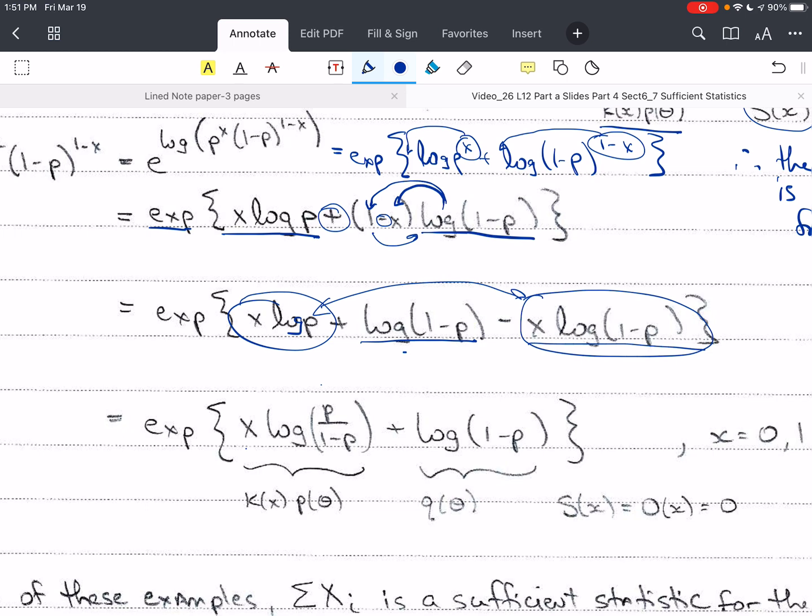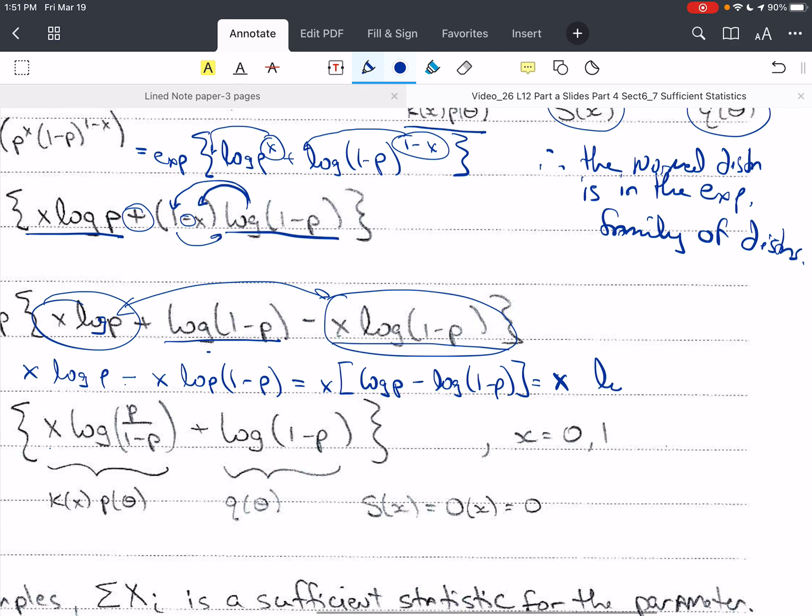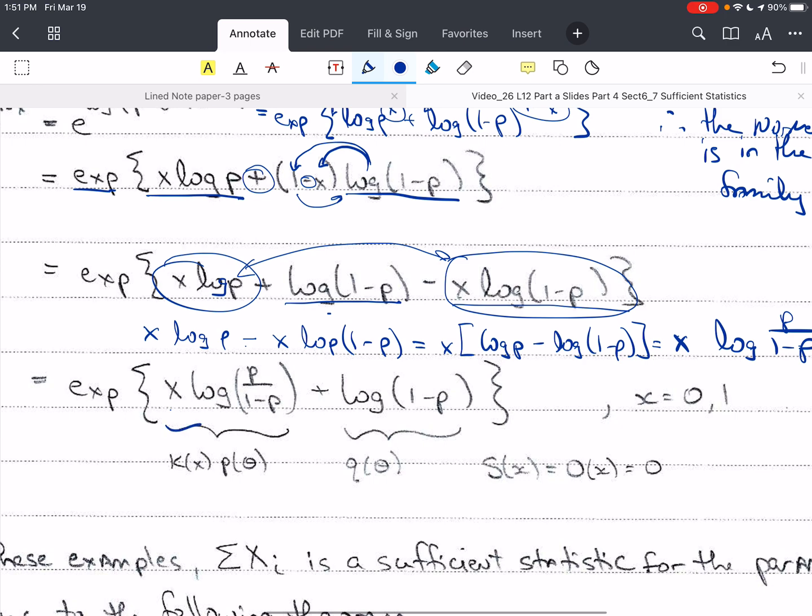And so we have x log p minus x log of 1 minus p. I can factor out the x, and then I have log p minus log of 1 minus p, and that's equal to x times log of p over 1 minus p, using our properties of logarithms. And that is our k of x times p of theta, where theta is equal to p here. And then q of theta is equal to the log of 1 minus p.